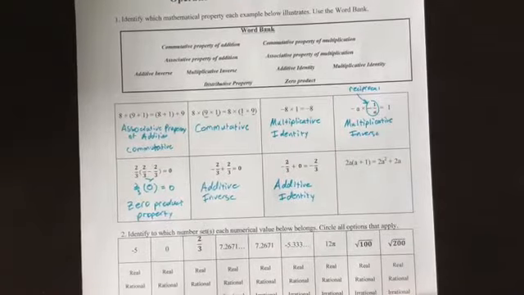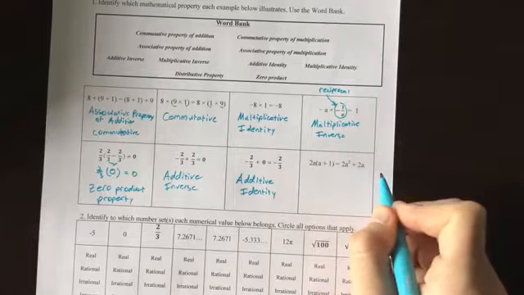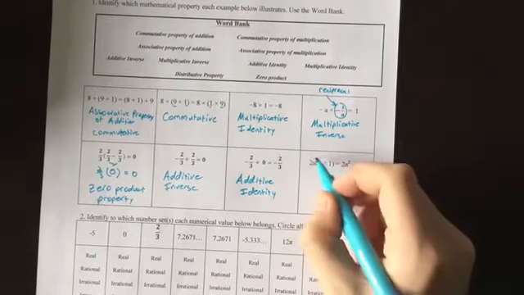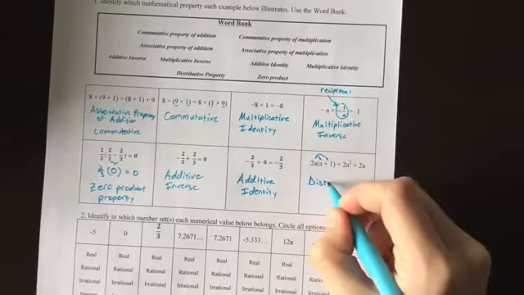Okay. Now here we've got a good one. 2a times a plus 1 equals 2a squared plus 2a, right? We think about that. How would I get that? I would be distributing. That's our distributive property.